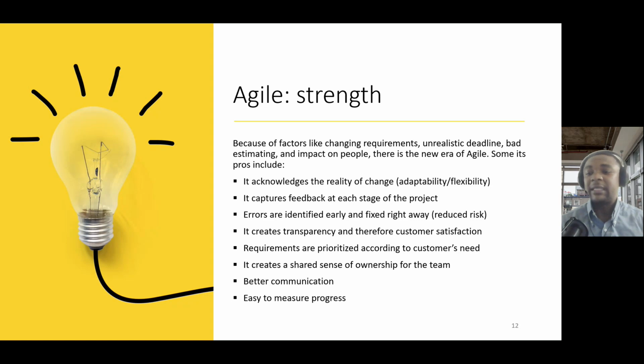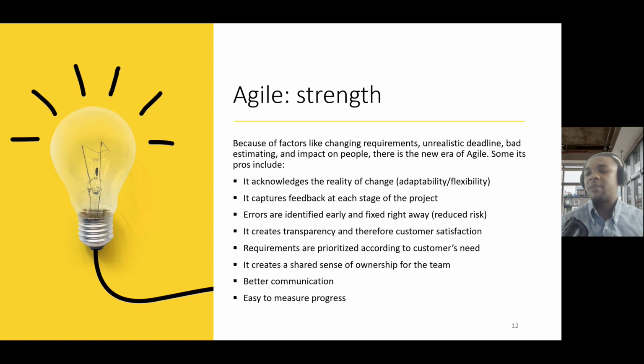Change is constant, especially in the contemporary period that we are in. Things are always changing. We can't really predict. So sometimes clients might change their requirements in between. So Agile, you know, kind of captures that, makes it more stable, okay?